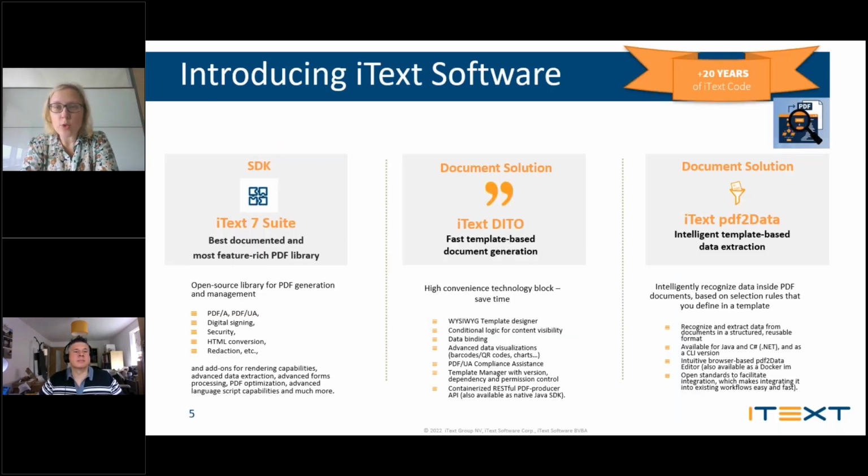Because we have quite some new people to this webinar, perhaps a small introduction into iText software. We're a leading server-side PDF technology vendor. Our code has been around for more than 20 years. We're mostly known for our SDK, our iText 7 suite, which is a very feature-rich PDF library most commonly used for PDF/A, PDF/UA, digital signing, and more. Next to that, we also have 2 document solutions. One is iText Ditto, which is a fast template-based document generation tool. And the other one is iText PDF to Data, a template-based data extraction tool. Next slide, please.